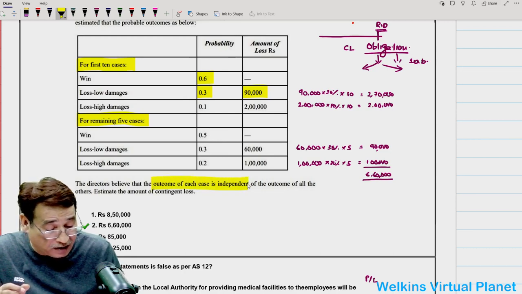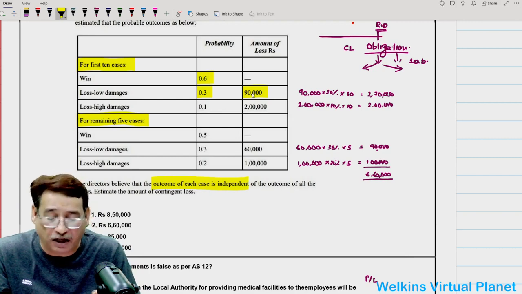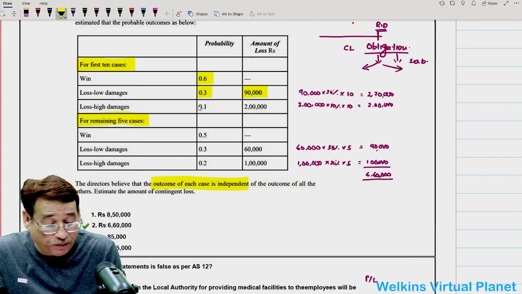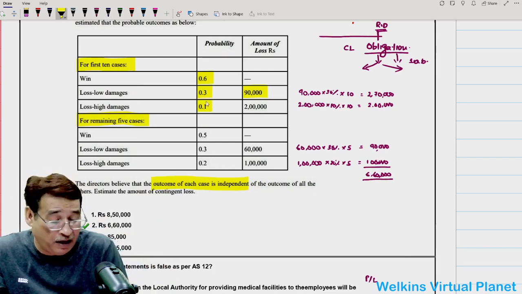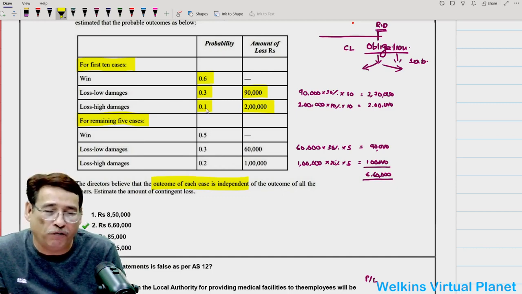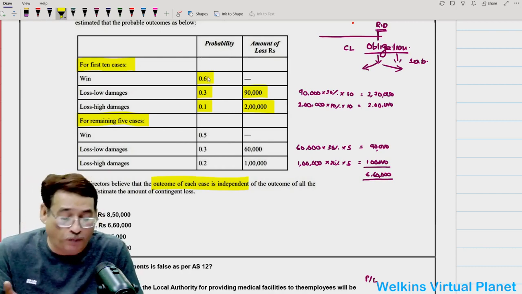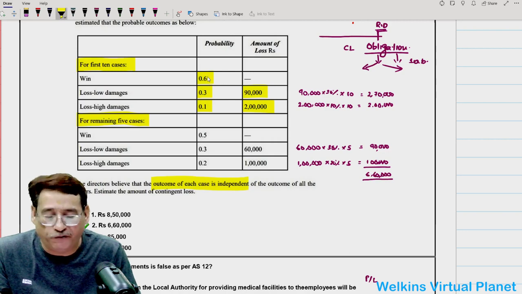The question below has written that the outcome of each case is independent. That means you will have to give each party 90,000, but only 30% are of this opinion. However, some are of the opinion that we may have to give a higher amount of compensation, although only 10%, that is 0.1. 60% are of the opinion that we'll win the case, so in that case there won't be any outflow of funds.